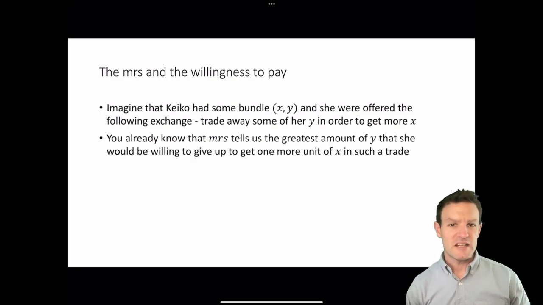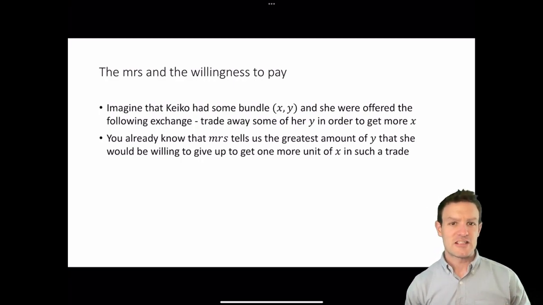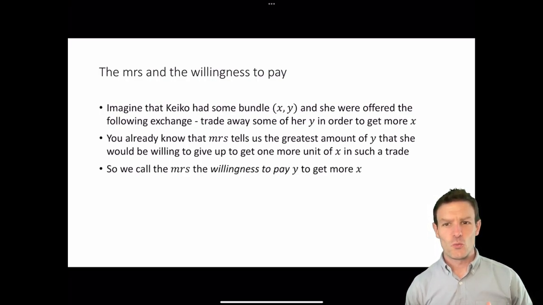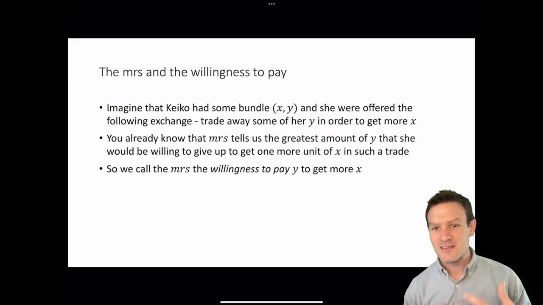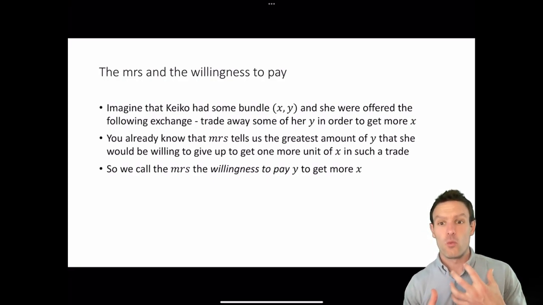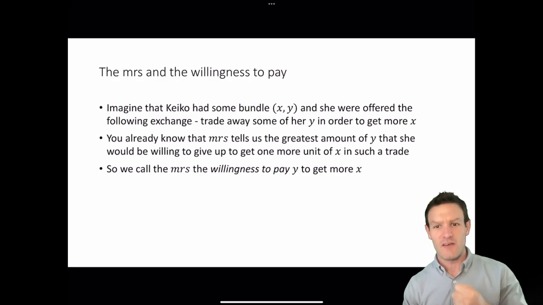Okay, so you already know that the marginal rate of substitution tells us the greatest amount of y that she'd be willing to give up to get one more unit of x in such a trade. That's how we defined it earlier. What this also means, though, is that we think of the marginal rate of substitution as the willingness to pay in y to get more x. So it's how much of the one good you would pay to get an additional unit of x.